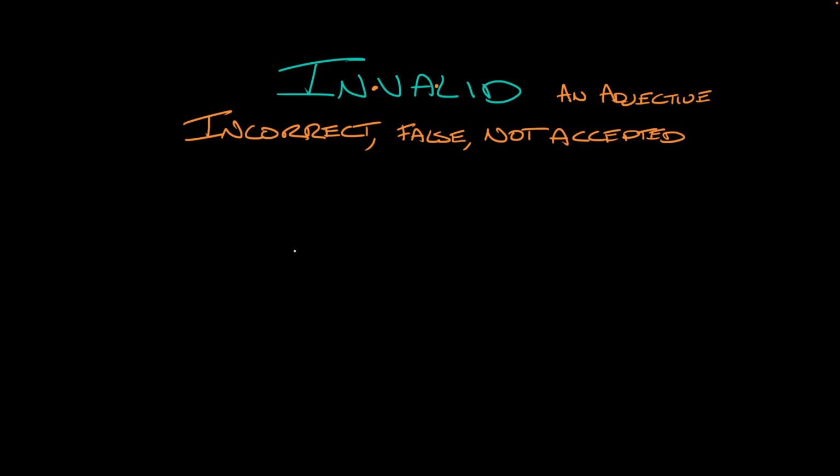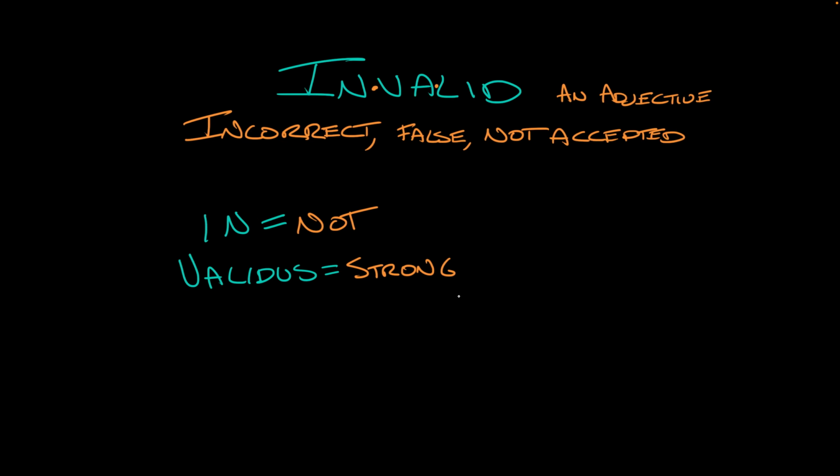It's an adjective. It comes from Latin, where the prefix in means not, and the word validus means strong. So it literally means not strong, or weak, like a weak argument, a weak law. Someone's argument might be invalid because it was based on faulty evidence.